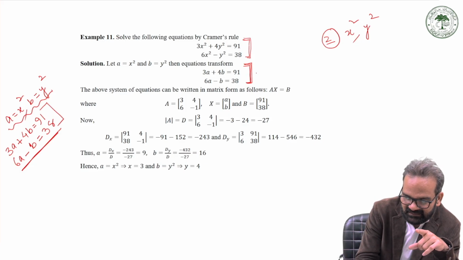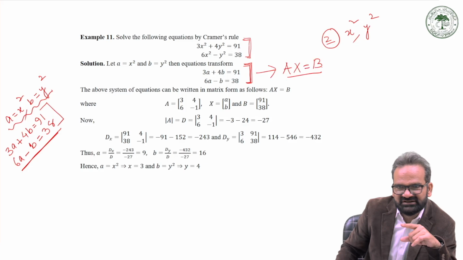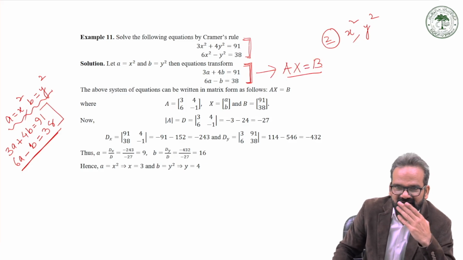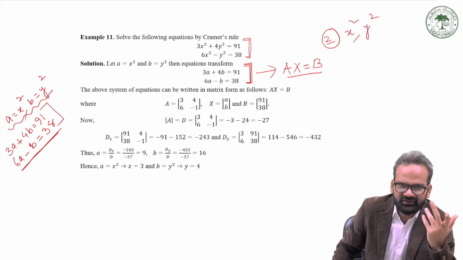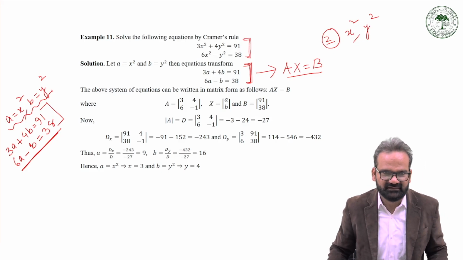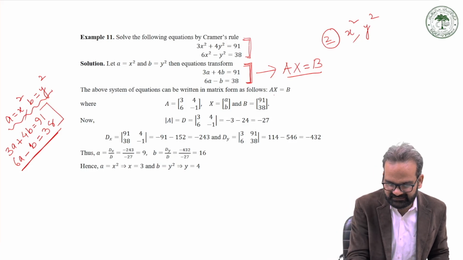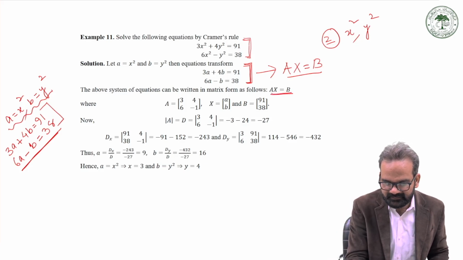And of course, this system is what? This is a non-homogeneous system of equations, right? Because AX = B. Now you can proceed, you know the method to find its solution. The above system of equations can be written in matrix form like this: AX = B.